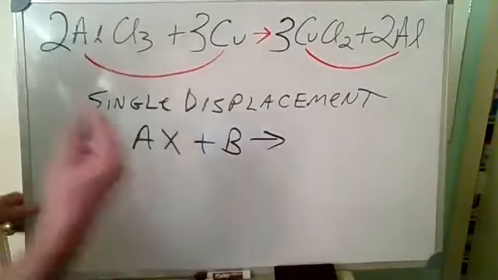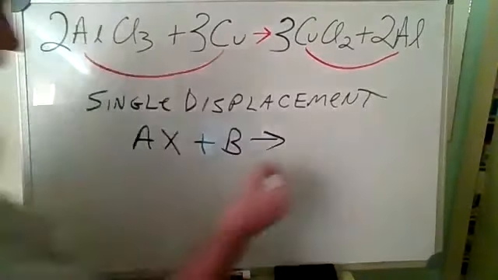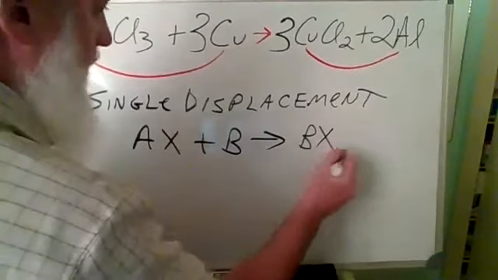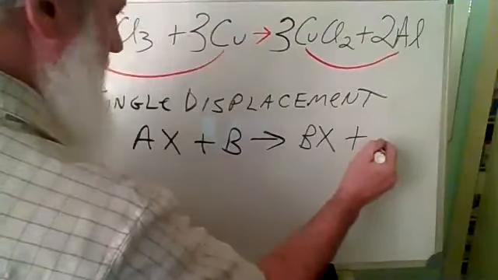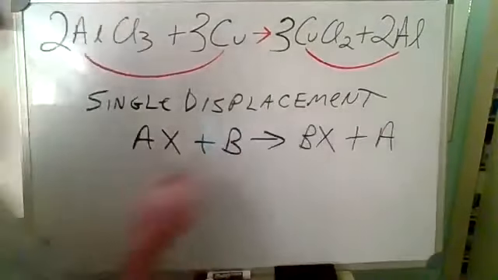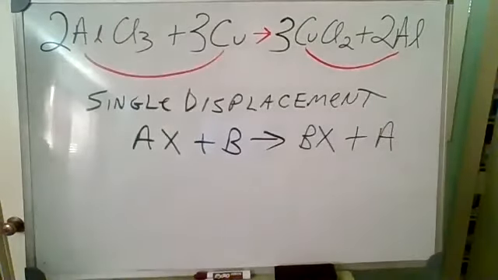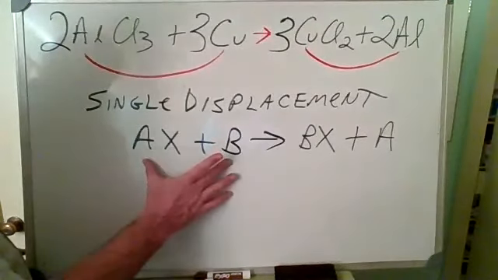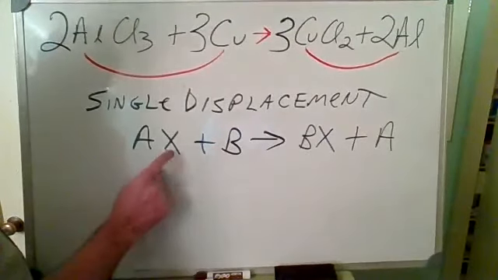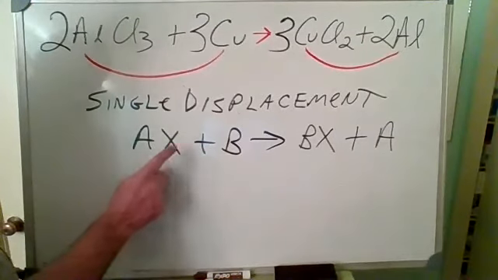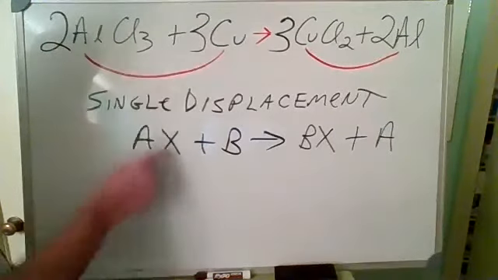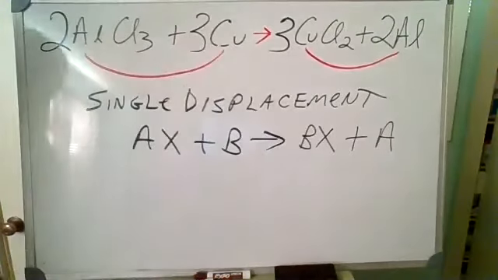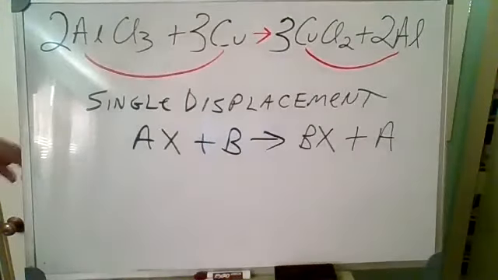I'm going to use a different notation. I like this notation better, and I'll say why in a moment. I use the lower letters in the alphabet for the cation, and then X, Y, Z for the anion. So the X is the chlorine, the A is the aluminum, the B is the copper. I think it's a little easier to spot that.